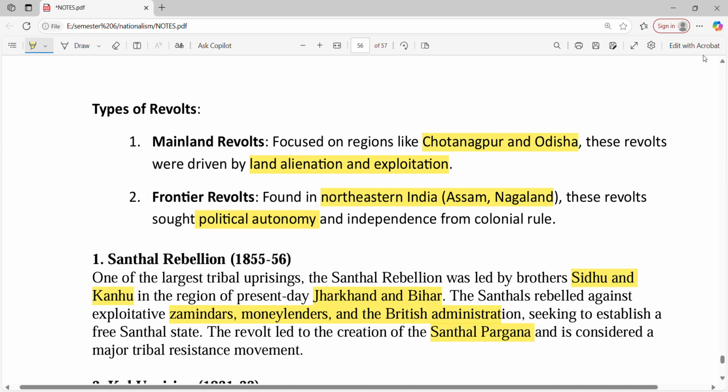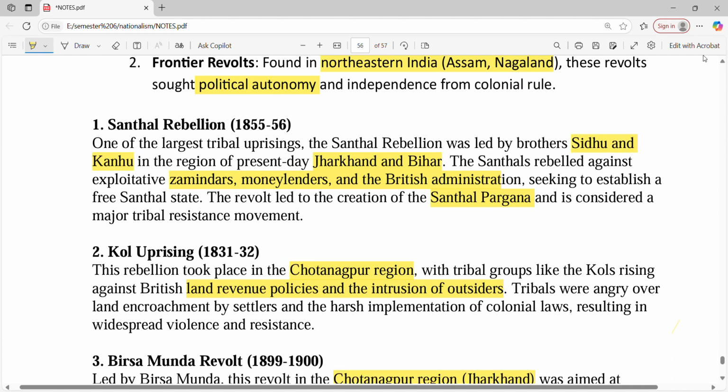Okay. Now we have the Shantal rebellion. We are discussing six tribal rebellions. The foremost important one is the Shantal rebellion, one of the largest uprisings. The Shantal rebellion was led by brothers Sidhu and Kanhu in the present day region of Jharkhand and Bihar.